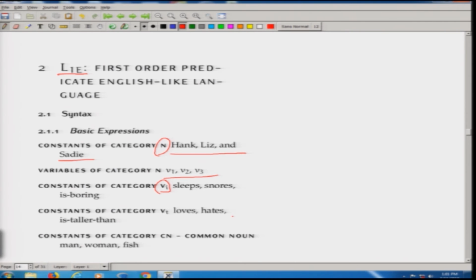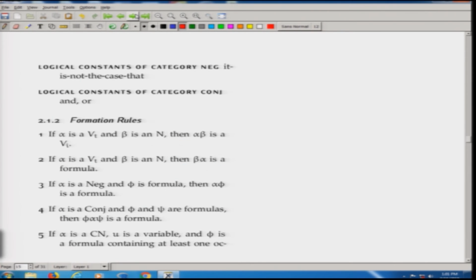And then we have another additional category. What is it? The common nouns. So we have man, woman, and fish, just that, nothing else. So the syntactic rules. And of course we have the logical constants as usual, and we could also add if then, if we want.